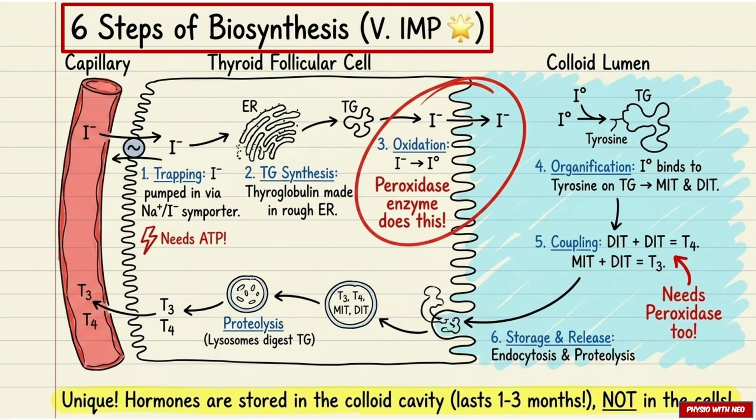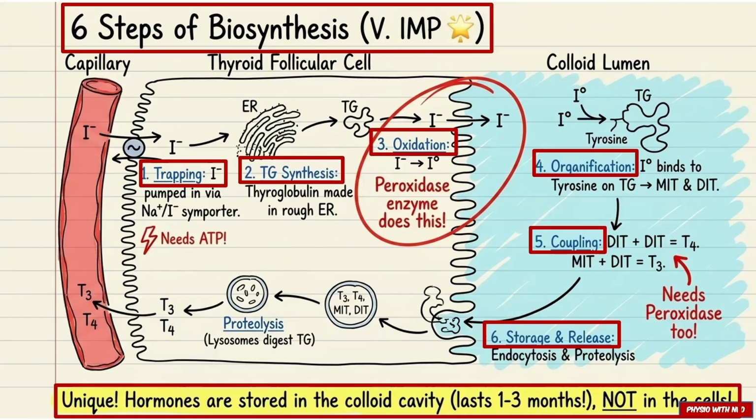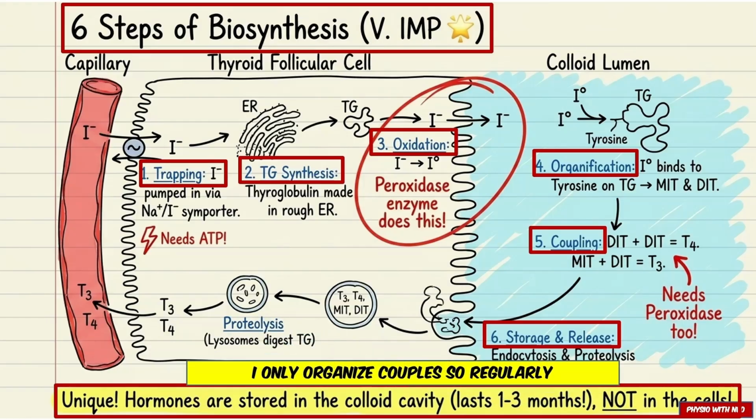Instead of remembering paragraphs, remember only these words: trapping, thyroglobulin synthesis, oxidation, organification, coupling, storage, and release. One peculiarity of the thyroid gland is that the hormones are stored in the colloid cavity and not in the cells. If you want to remember the entire process, remember only one single sentence. That is, I only organize couples so regularly. Once this sentence is fixed, the entire synthesis becomes easy.